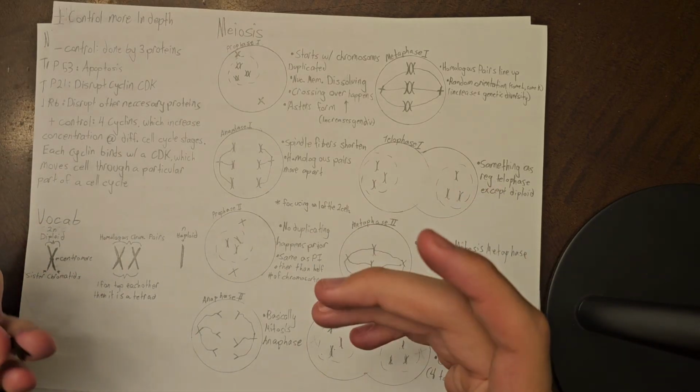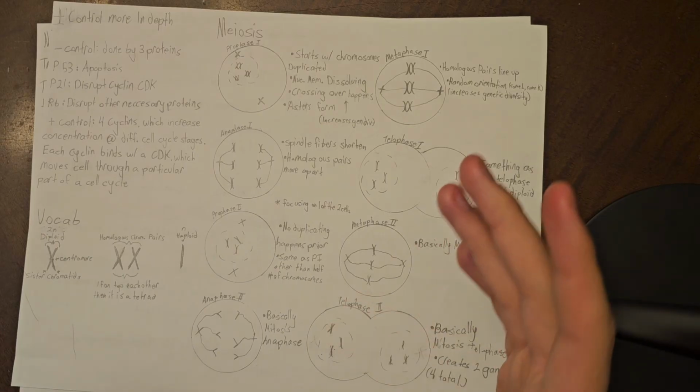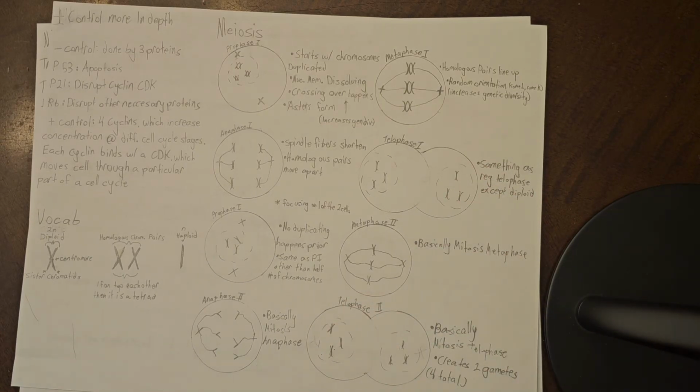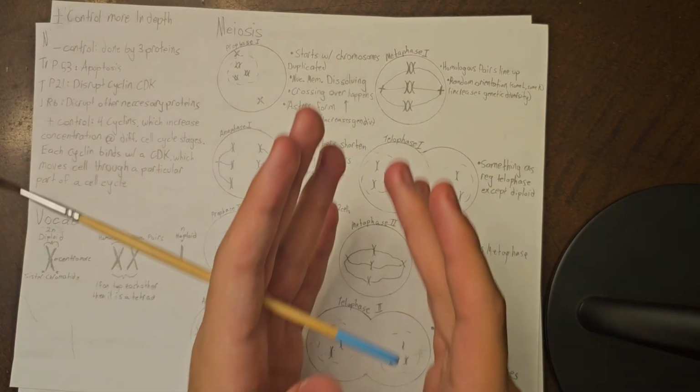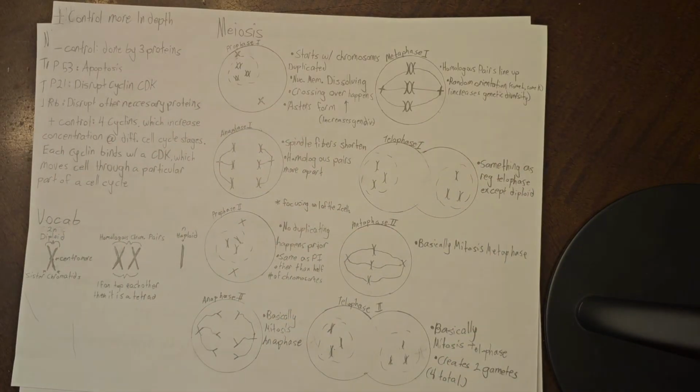Right, so your nuclear membrane is still dissolving. Actually, no crossing over happens because it's not possible. But the asters form again, same thing. Metaphase 2 is basically the mitosis metaphase, right? You're just like lining everything up the way it needs to be. Then anaphase 2, it's basically the mitosis anaphase. It rips everything apart again in half.